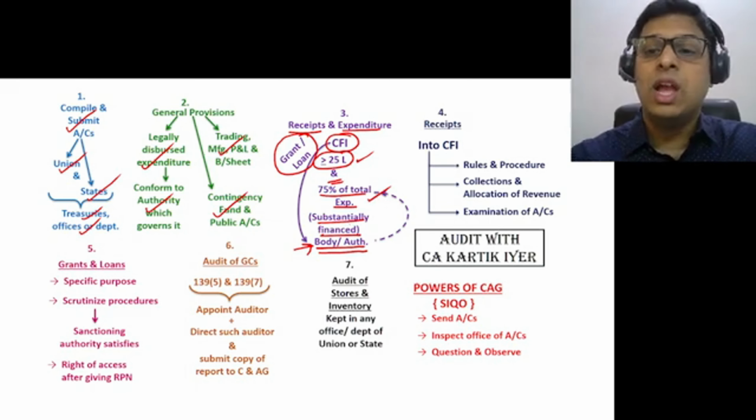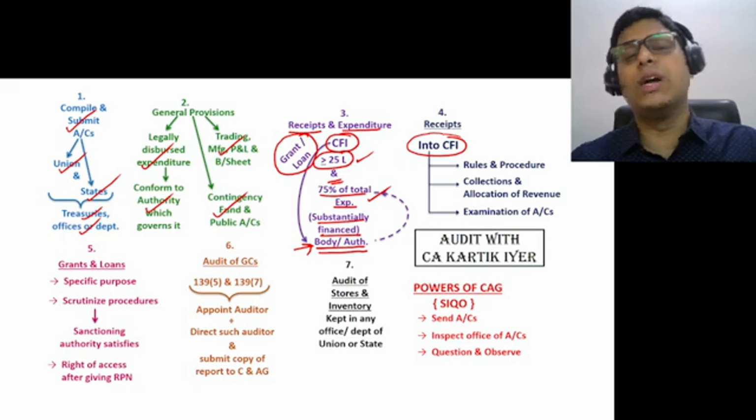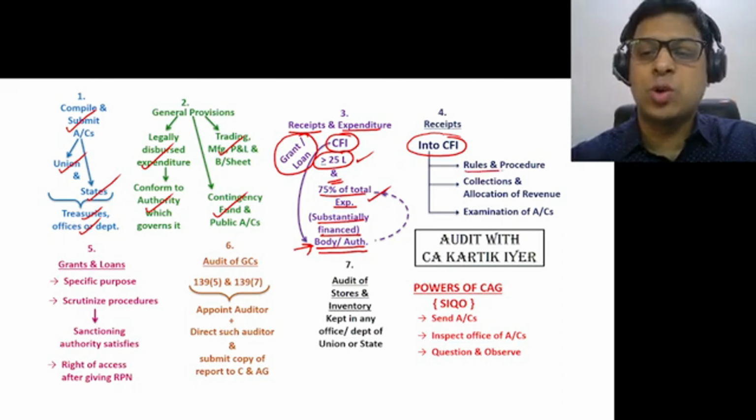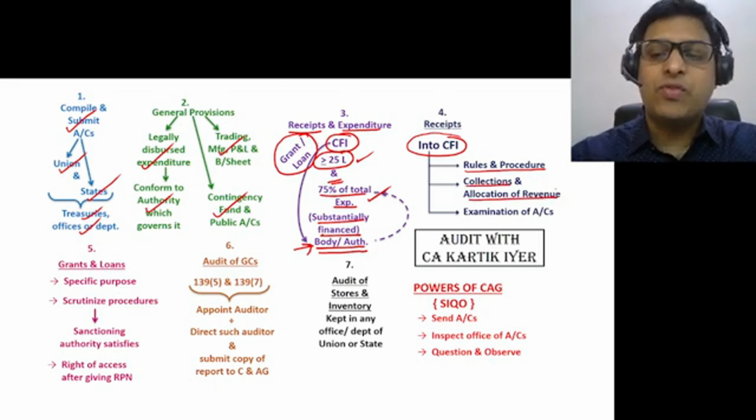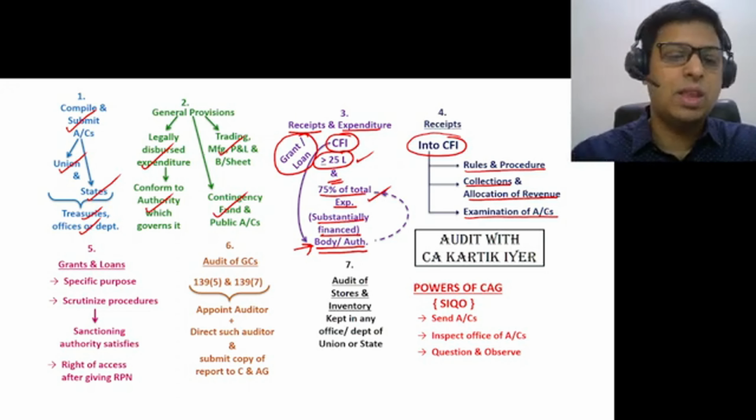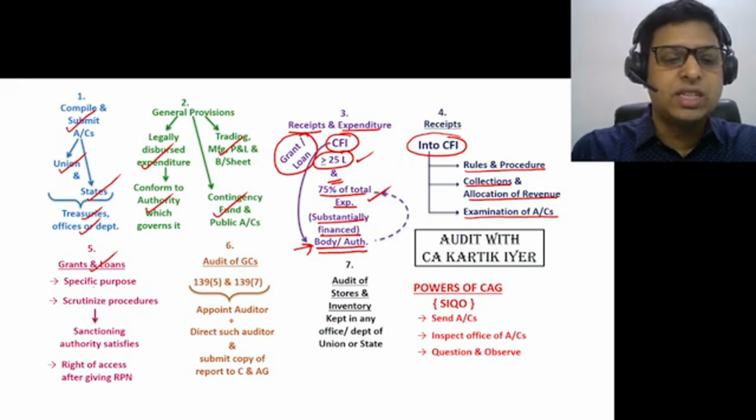Okay. Next, receipts. Whenever the money comes into the consolidated fund of India, let's say from taxation, from tax money, we check whether the money has been received as per rules and procedures, and whether collection and allocation of the revenue is done properly. And finally, we have to examine the accounts. Examination of accounts is very, very important. Next is regarding grants and loans. Whenever grants and loans are given, we have to check whether they are given for a specific purpose, and scrutinize the procedures.